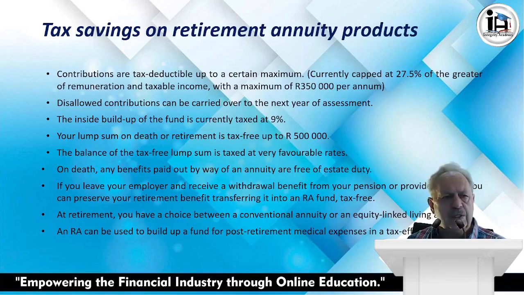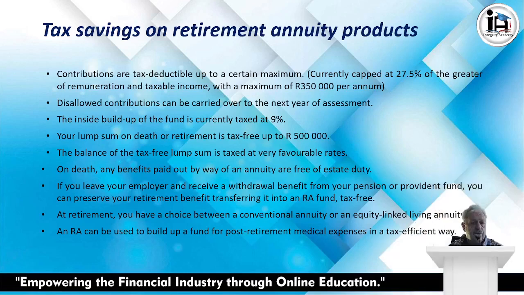Right, what is the tax savings on an annuity product? Contributions are tax deductible up to a certain maximum. Currently, it's capped at 27.5% of the greater of remuneration and taxable income, within a maximum of 350,000 per annum. Disallowed contributions can be carried over to the next year of assessment. Inside build-up of the fund is currently taxed at 9%. Your lump sum on death or retirement is tax-free up to 500,000 currently. The balance of the tax-free lump sum is taxed at a very favorable rate.